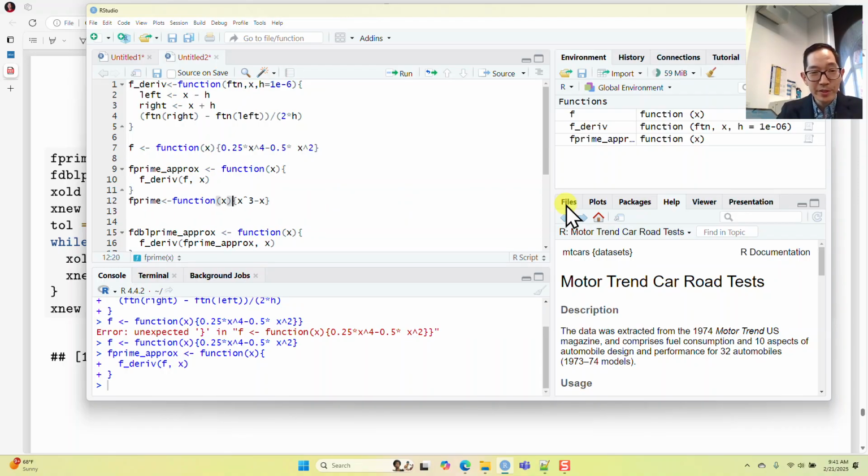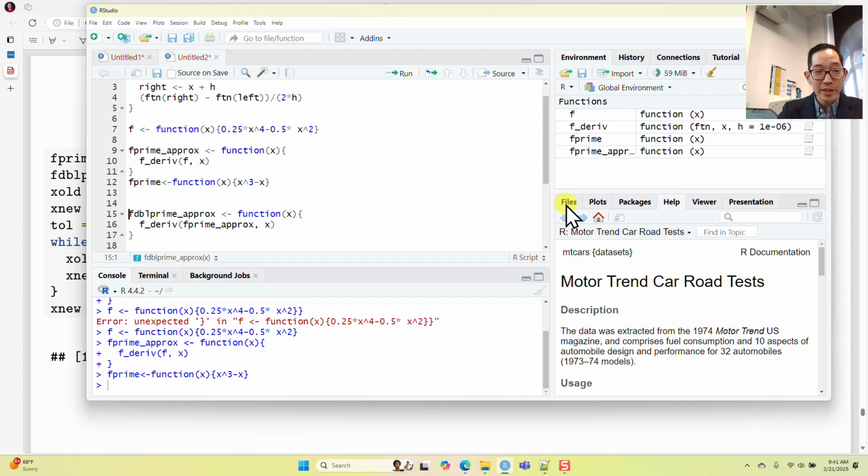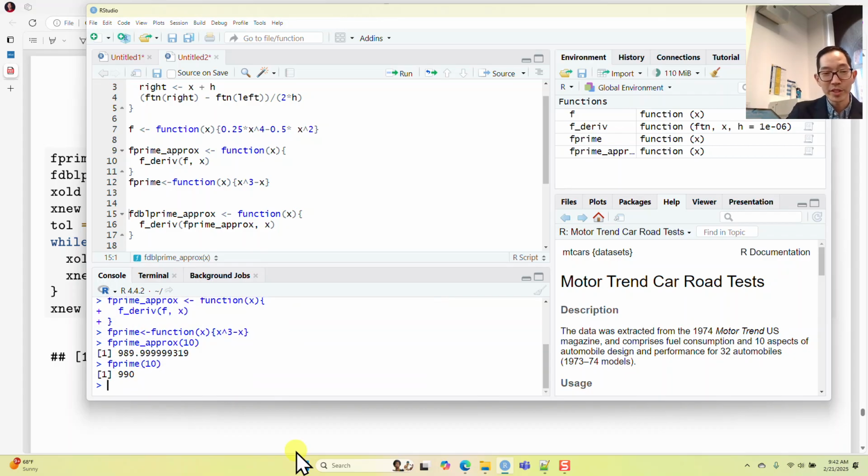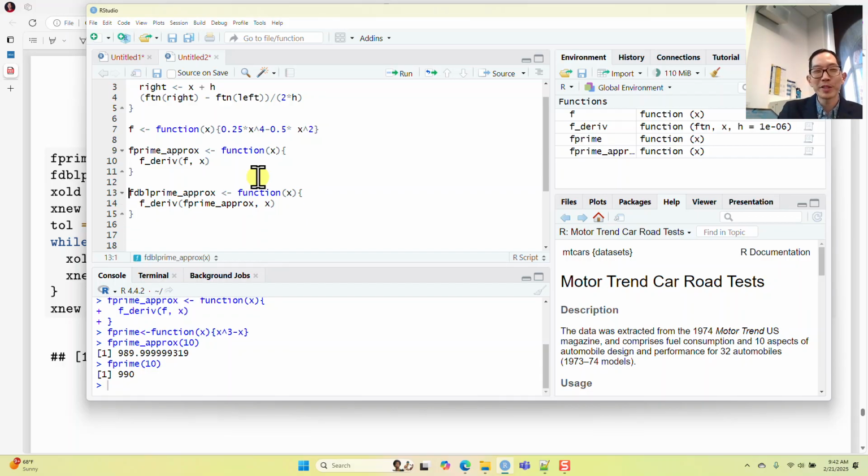So f prime itself is x to the third minus x, and so for my f prime approximation, all I did was just plug in f here. And so if I say, hey, what is my approximation at 10? It gives me 989.99999, whereas f prime itself at 10 gives me 990, right? So we can see the approximation. Again, it's an approximation, but it's decent, right? And one of the nice things about numeric methods is you don't actually have to do much thinking. You just say, well, taking derivatives is hard, all right?